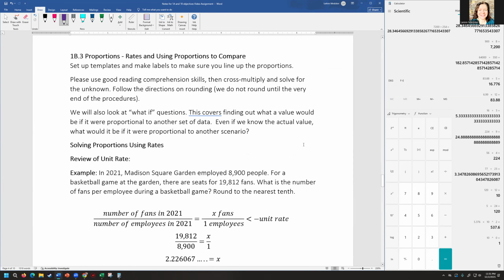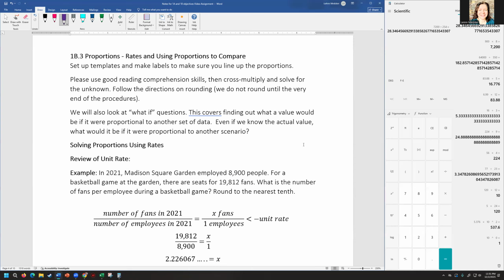Okay, so now we're into 1B3. This is again proportions, but we're going to talk about rates and using proportions to compare things to each other. So we're still going to be setting up templates and making labels to make sure we line up our proportions correctly. We're going to make sure we're reading the problem very carefully so that we know we've set everything up correctly and we've got the X for the correct unknown. What is the piece that we're looking for? We'll cross multiply and solve for the unknown. Always with these, especially since some of these have bigger values that we're going to be working with, we do not round anything until the very end of all of the multiplication and division, okay?